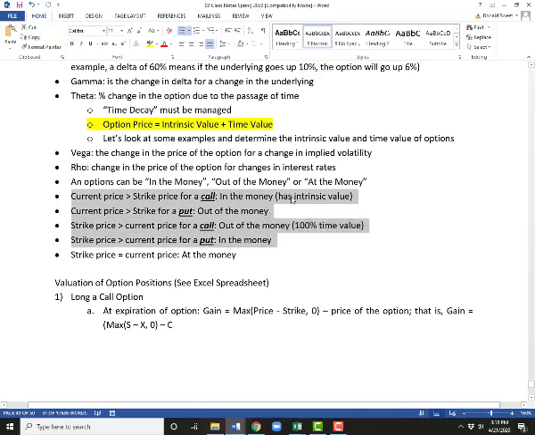And I'm going to give you a formula so you'll actually be able to calculate exactly this. We're going to be working a lot with the intrinsic value. And when you calculate the intrinsic value, anything other than that is time value. So it makes it really, really simple.